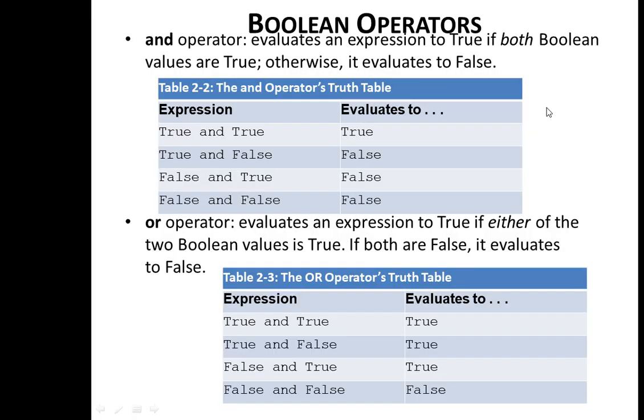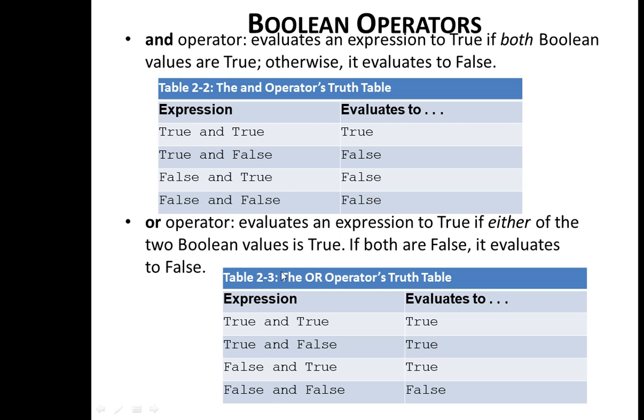Now let's see Boolean operators. There are three main Boolean operators: and, or, and not. In the AND operation, two values are required. It evaluates an expression to True if both the values are True, otherwise it evaluates to False. So if both the expressions are True, then the value is evaluated to True. Even if either one of them is False, the expression is evaluated to False.